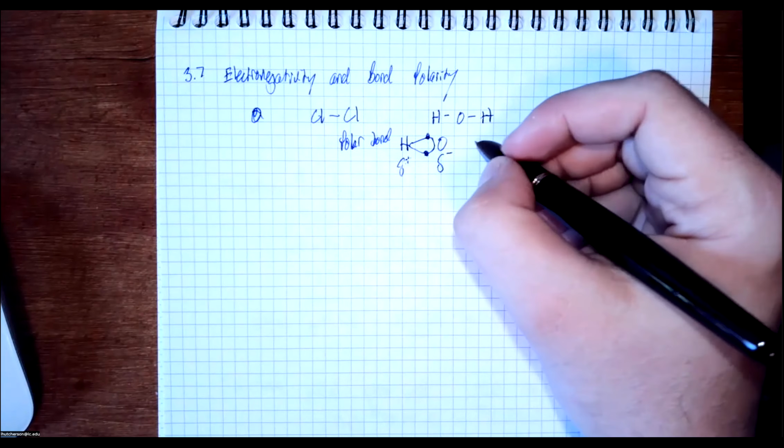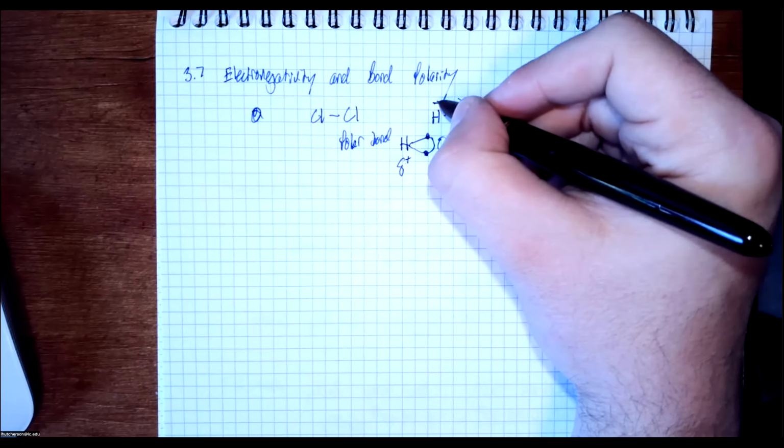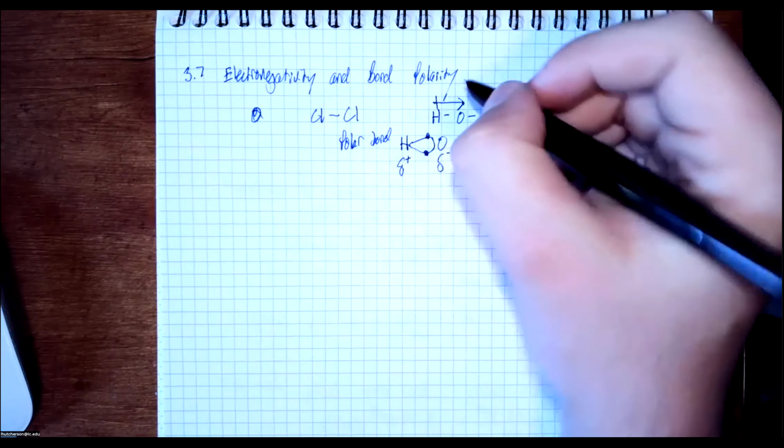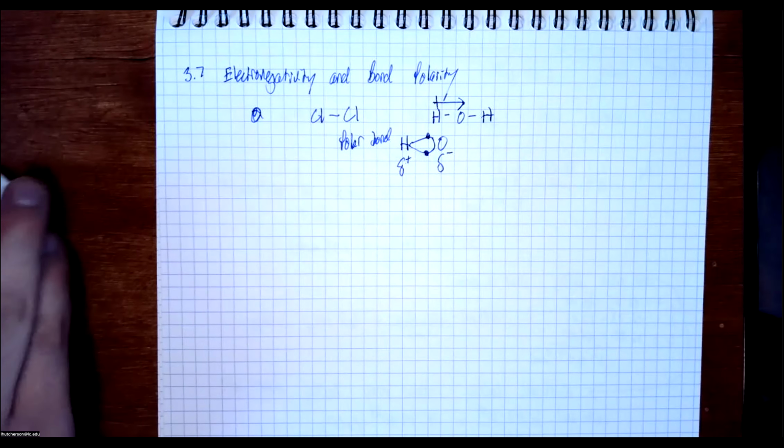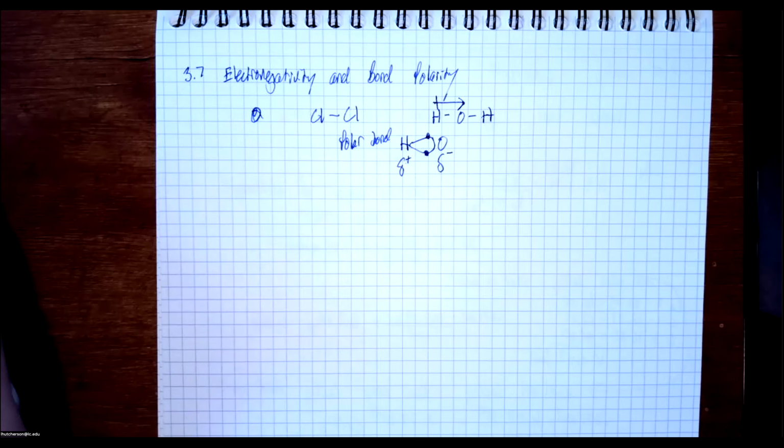Now, when I've done this, I've created something called a dipole. Here's what the dipole looks like for water. Here's how I illustrate a dipole. I draw an arrow and I point it toward the thing with the partial negative charge. And then I put a cross on that arrow by the thing with the partial positive charge.